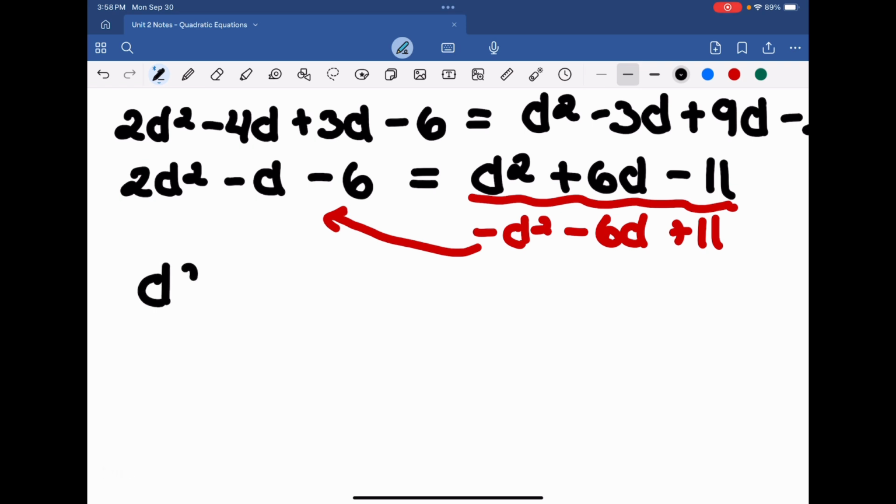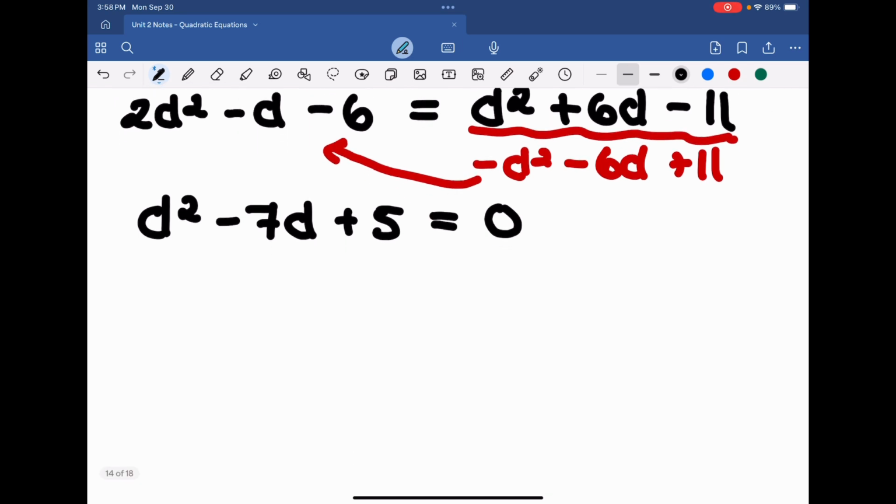2d minus d squared is d squared. Negative d minus 6d is negative 7d, and then negative 6 plus 11 gives me positive 5, which is equal to 0 now, because we've moved everything from the right-hand side.